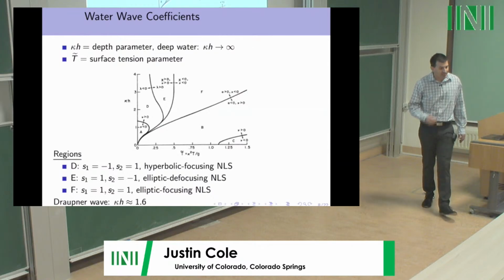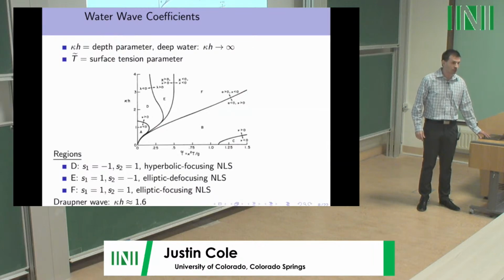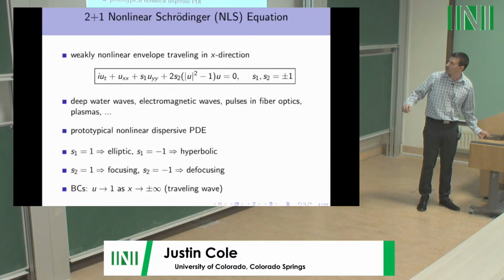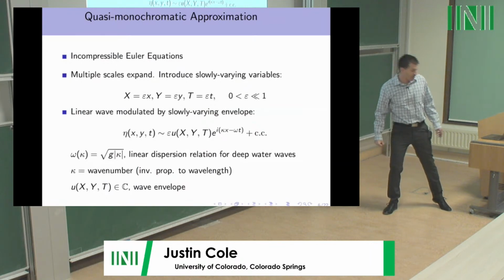Kappa is the linear wave number of the linear wave we're modulating. Here, we'll go back. Kappa appears right there in the phase.